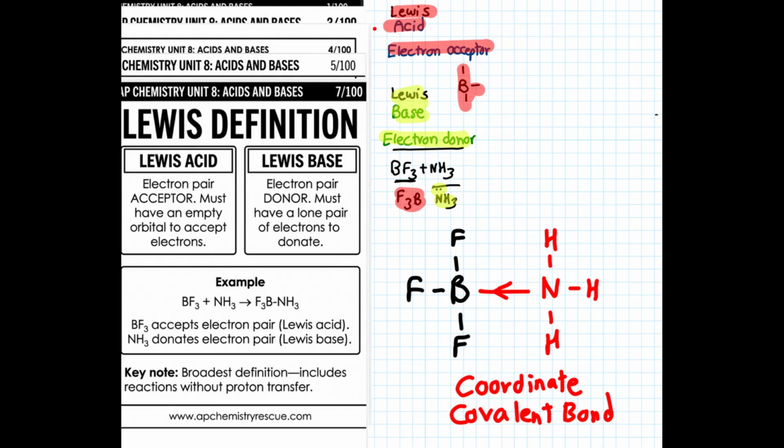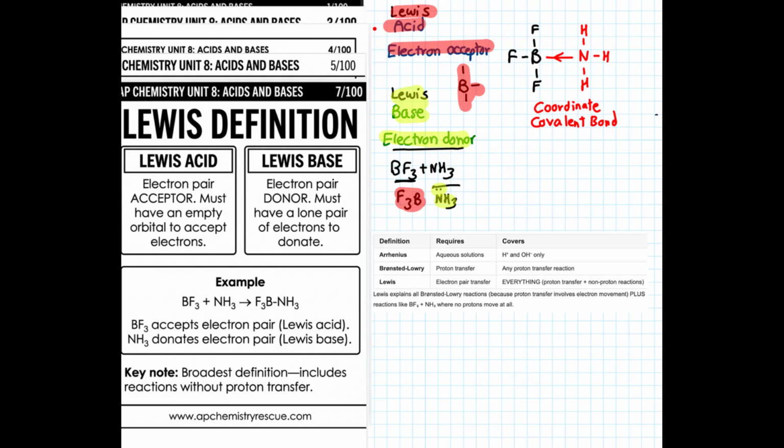Why is Lewis the broadest definition? Let me make a comparison. The Arrhenius definition happens only in aqueous solutions and covers H⁺ and OH⁻ only. The Brønsted-Lowry covers proton transfer, any proton transfer reaction. But the Lewis definition is electron pair transfer, covering everything, proton transfer and non-proton reactions. Lewis explains all the Brønsted-Lowry reactions because proton transfer involves electron movement, plus reactions like BF₃ plus NH₃, where no protons move at all. So we cannot explain those otherwise. That's why it's mandatory. It's not an optional definition.